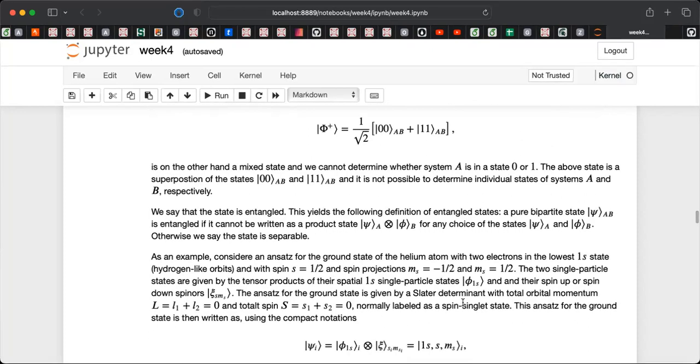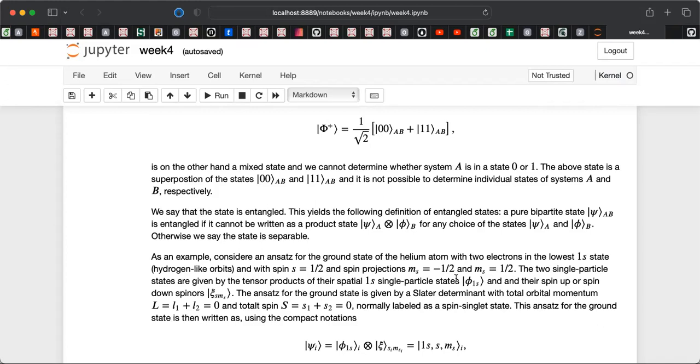which could be the ground state of the helium atom, where you have 2 electrons in the 1s state. And in addition, you would have the spin degrees of freedom, where spin is equal to 1/2, and it has projections either spin down or spin up, which have values -1/2 and +1/2. And we typically label these as spin up and spin down states.